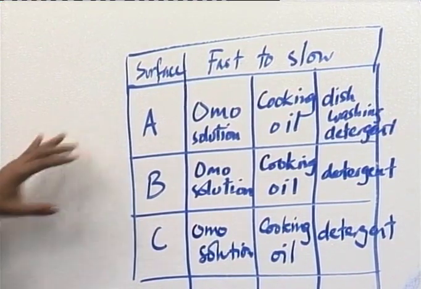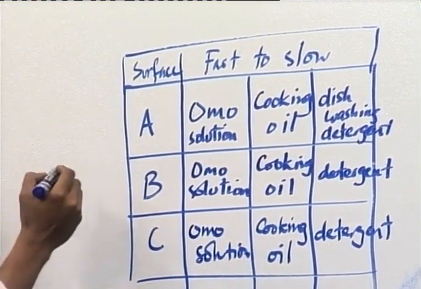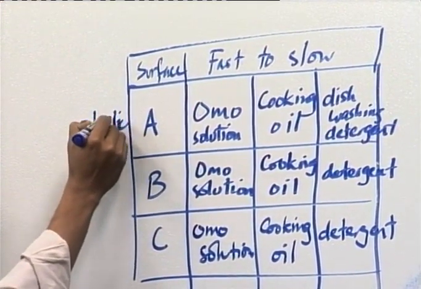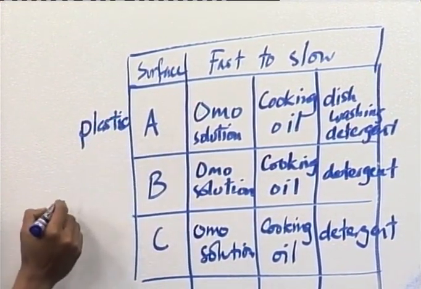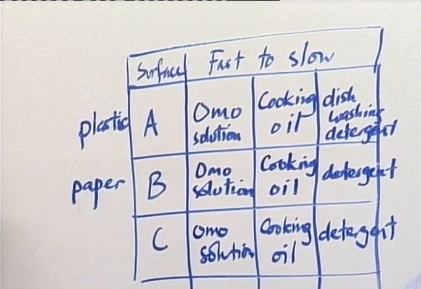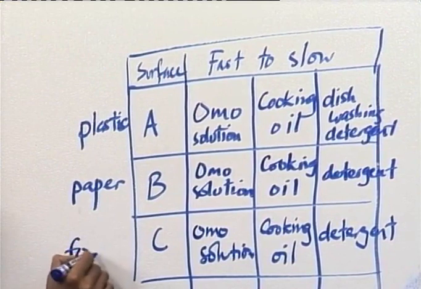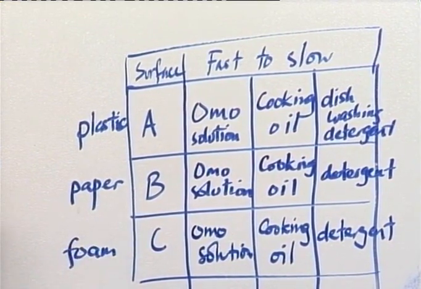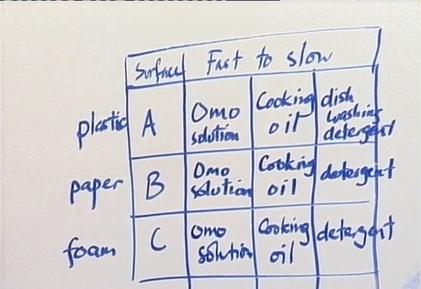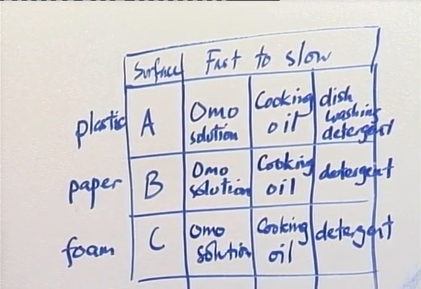All right. A, we have plastic. B, we have paper. And C, we have the foam. Now, did you find out that there was friction taking place or not?